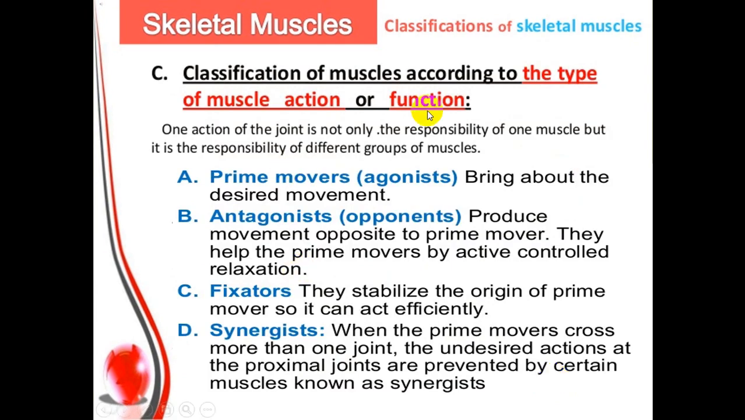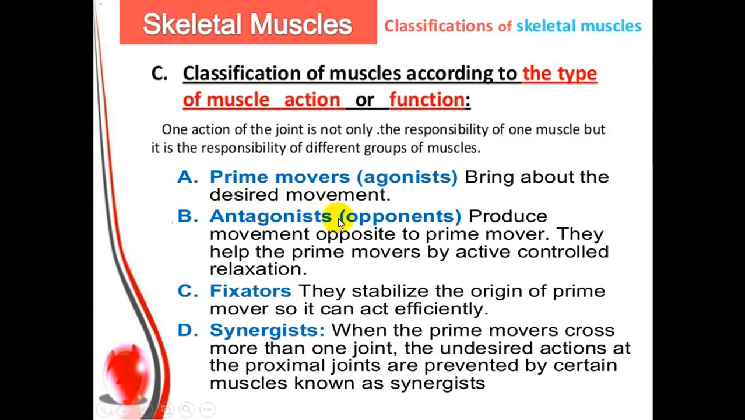And the physiological classification of muscle, or functional classification, includes these four categories. The prime movers or agonists are those muscles which are responsible for initiation and maintenance of a particular movement, and these are the main muscles of a movement. For example, brachialis is a prime mover in flexion of the elbow joint. Medial head of triceps brachii is a prime mover for extension at the elbow joint.